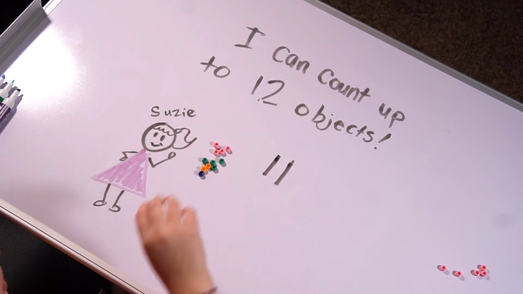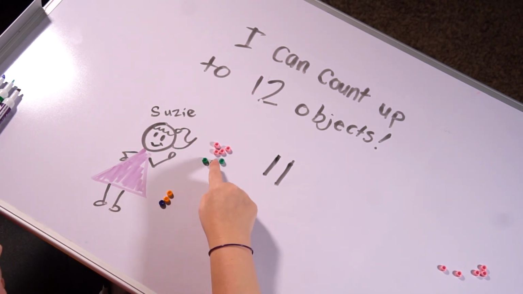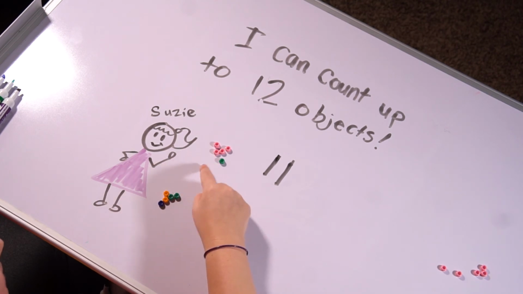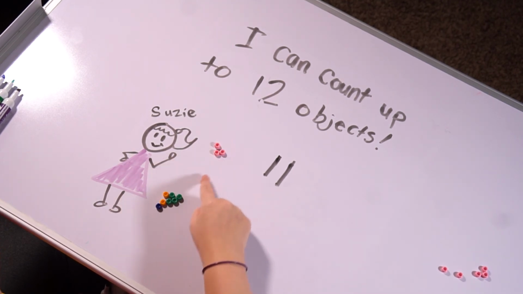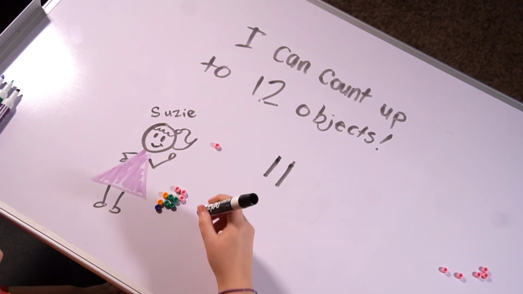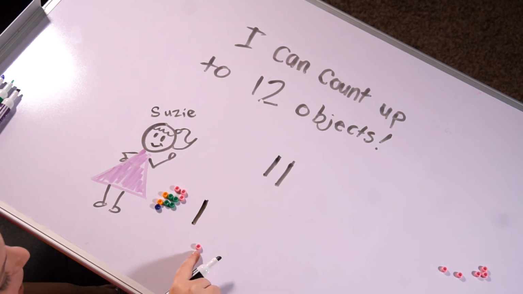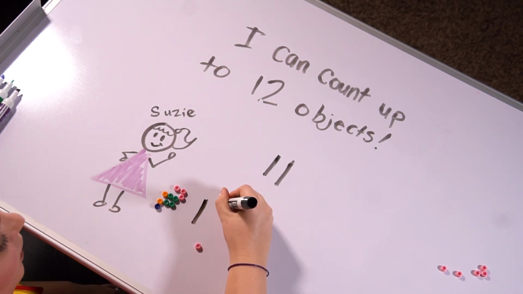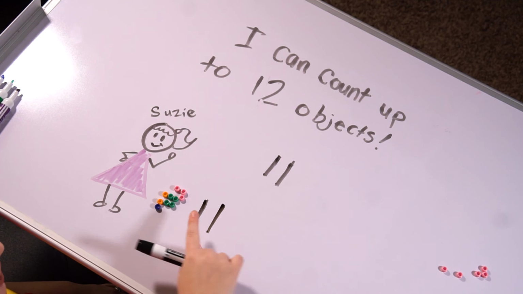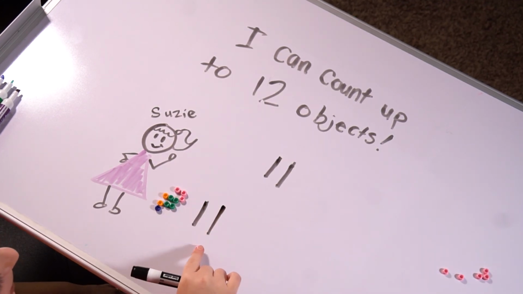So let's count out a group of 10. 1, 2, 3, 4, 5, 6, 7, 8, 9, 10. There's a group of 10. I have one group of 10. And then how many little friends does not have a group? That's right, only one. One group of 10, 1, 1. We have the number 11.